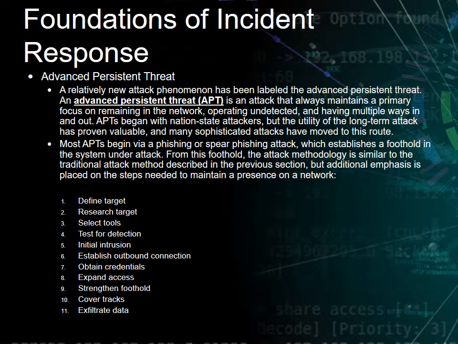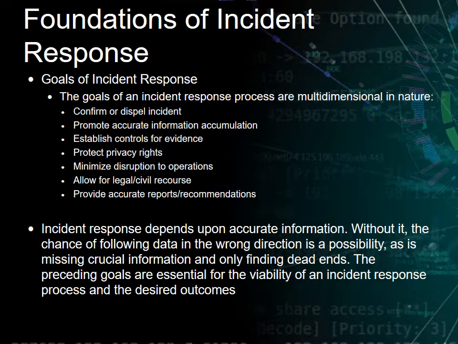So your incident response needs to have goals. The goal of the incident response process can be multidimensional in nature. You want to confirm or dispel whether or not the incident is actually happening. You want to promote accurate information accumulation. Make sure you're getting the real picture of what's going on. You want to establish controls for evidence. So you want to make sure that you're gathering evidence in such a way that, and we're going to get into this in just a couple more slides, you're not destroying evidence that you might need to prosecute whoever the attacker is.